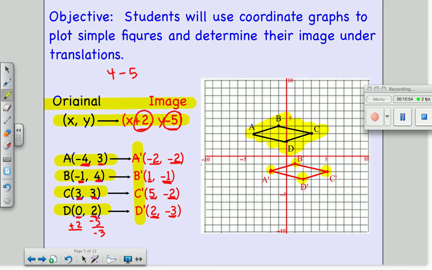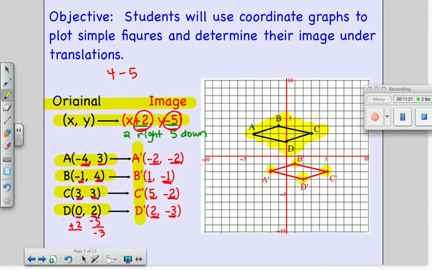So I've now translated this, and it looks like I've gone 2 spaces to the right and 5 down. I know it's down because this is negative. If it's negative, that means go down. If it's positive, that means go up. If it's positive, it means go right. If it's negative, it means go left. So 2 right, 5 down, okay?